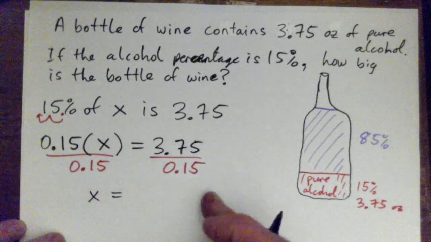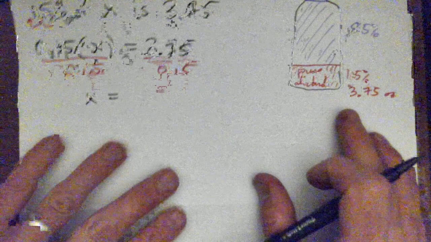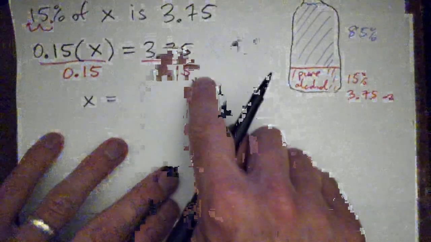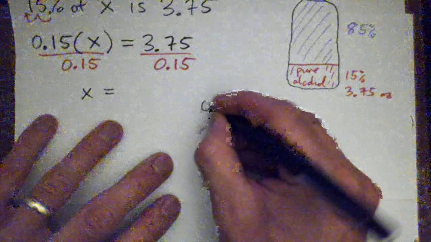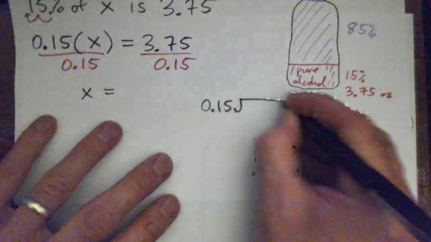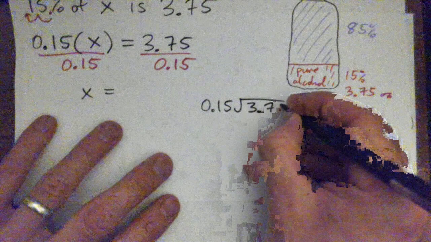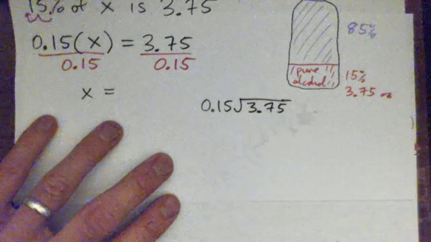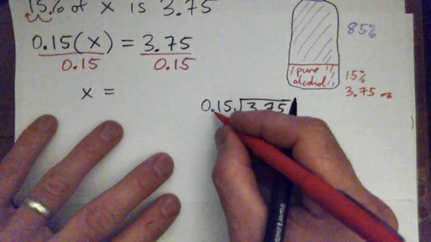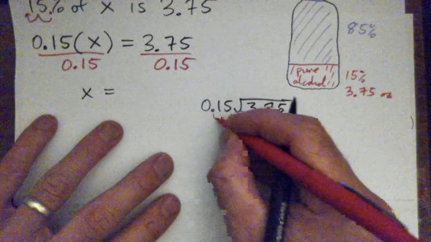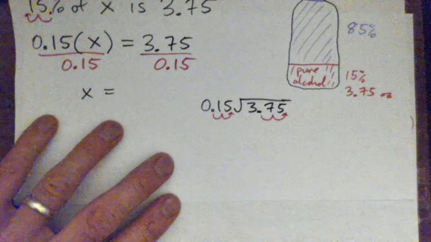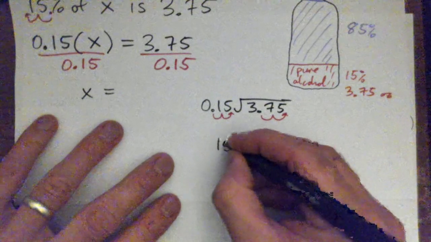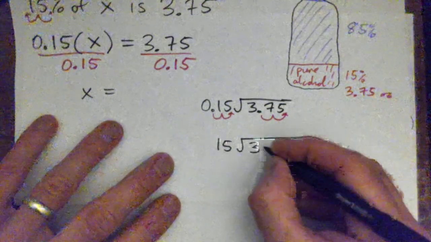But we've got to do a division with decimals here, right? So 3.75 divided by 0.15, it looks like this. 0.15 into 3.75. But when we're dividing by decimals, we must take the decimal out of the divisor. Move it over 2 spots to the right here and also here. So we should get 15 into 375.